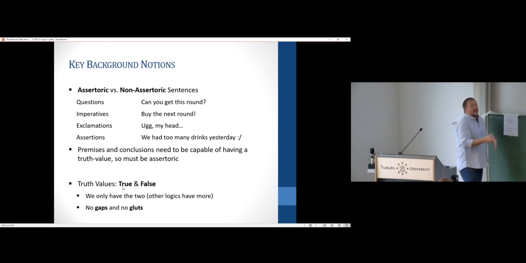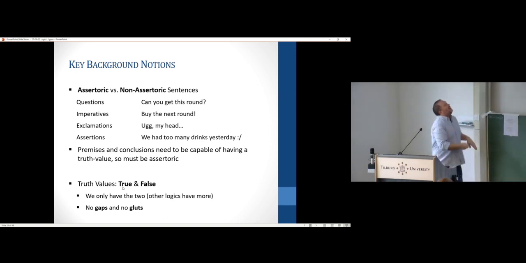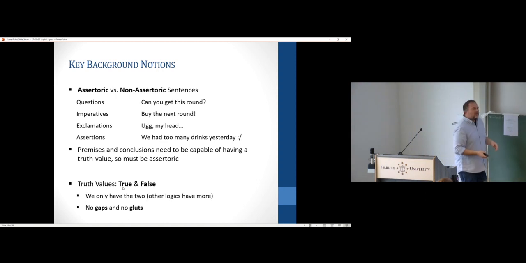It's easy to get a grip on this by thinking about examples, right? So you might have a question, like, can you get this round? Or an imperative, buy the next round. I'm not picking on you. Or an exclamation, like, oh my God. Whoa, there. Or an assertion, we had far too many drinks last night. Now, what's noticeable about these different types of sentences is that only the last one can be true or false.